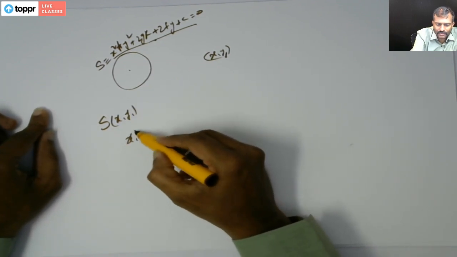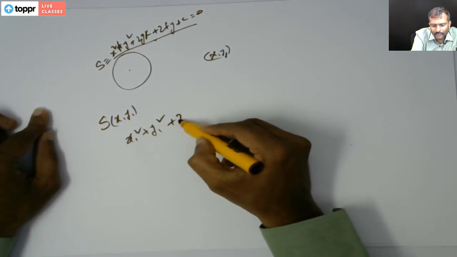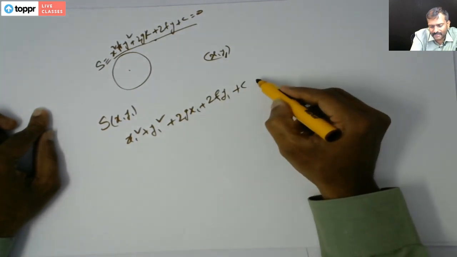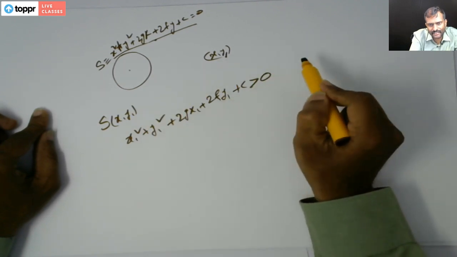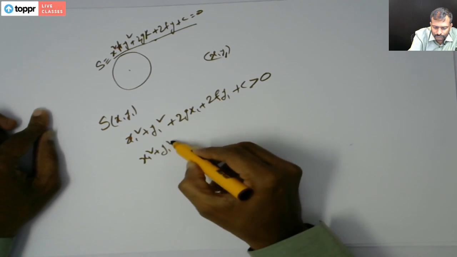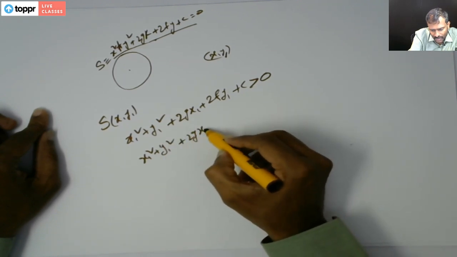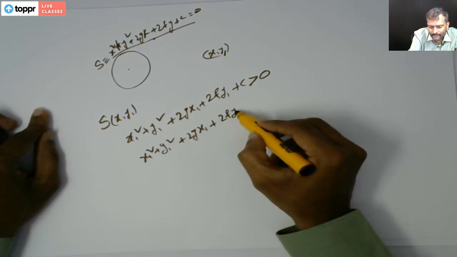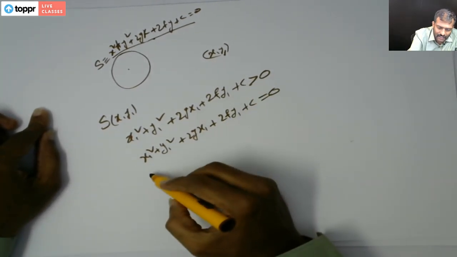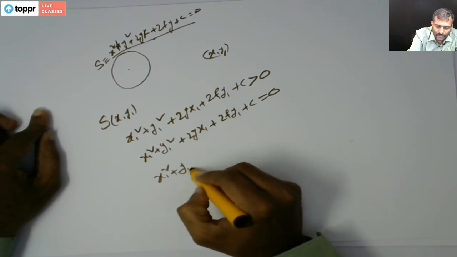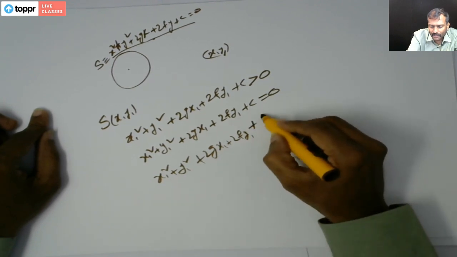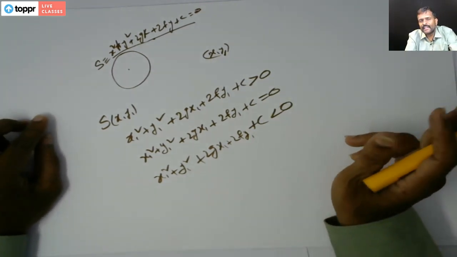If x1 square plus y1 square plus 2gx1 plus 2fy1 plus c is greater than 0, then the point is outside. If it is equal to 0, then it is lying on the circle. And if it is less than 0, then it is lying inside the circle.